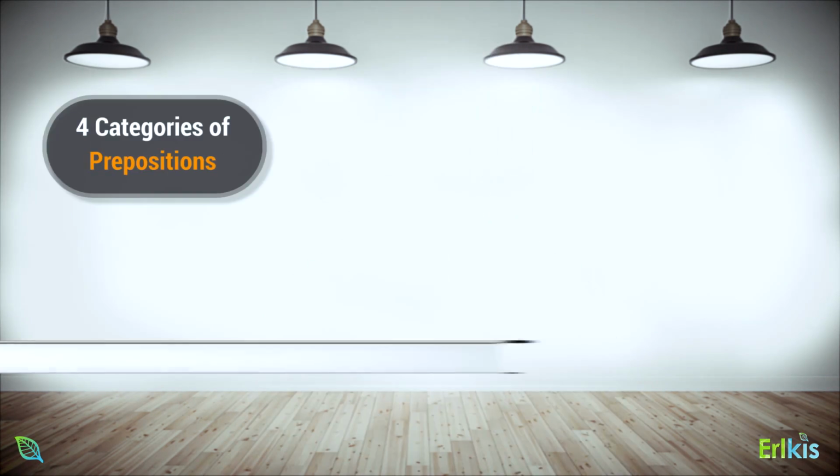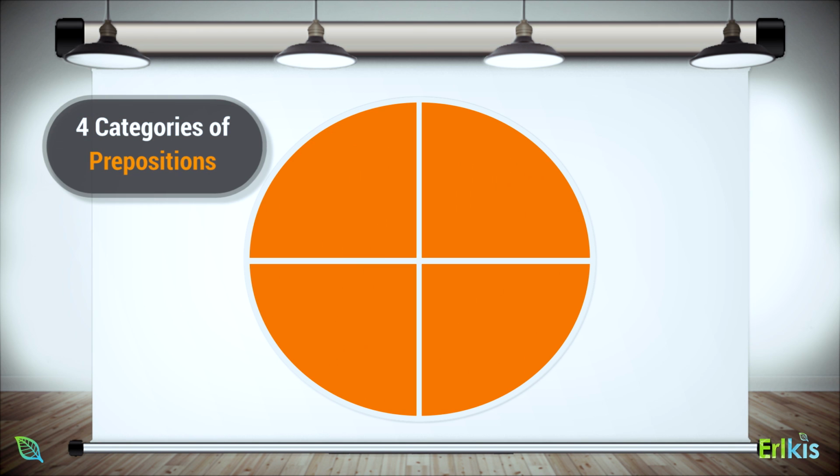Prepositions can be grouped into 4 categories. Number 1, prepositions of movement, which show direction. 2, prepositions of place. 3, prepositions of time. And lastly, we have the other prepositions that don't fall into any of those categories.